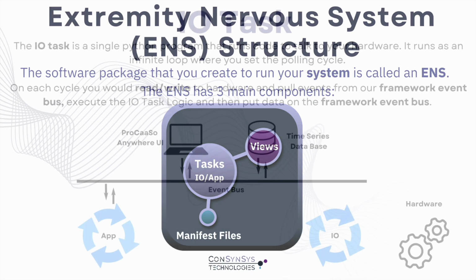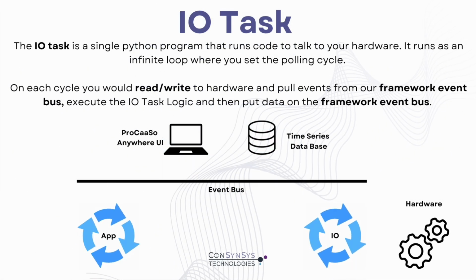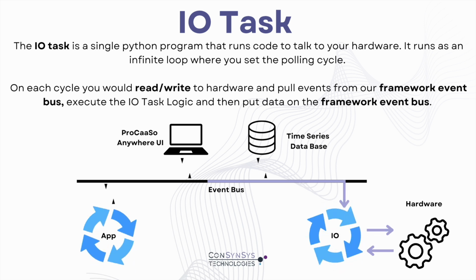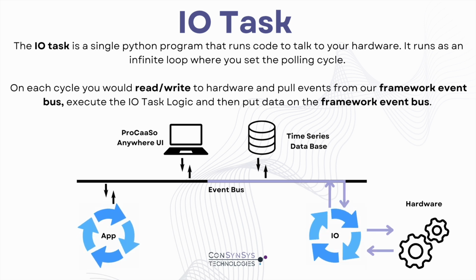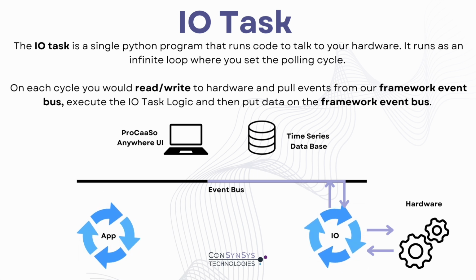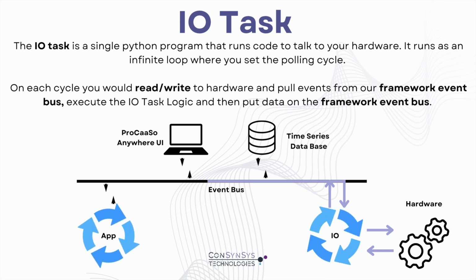The I/O task is essentially a Python program that facilitates communication between your hardware and the ProCaaSo event bus. It operates in an infinite loop, polling the hardware at set intervals, reading and writing data, and interacting with the event bus. This is crucial for real-time data handling and system responsiveness.